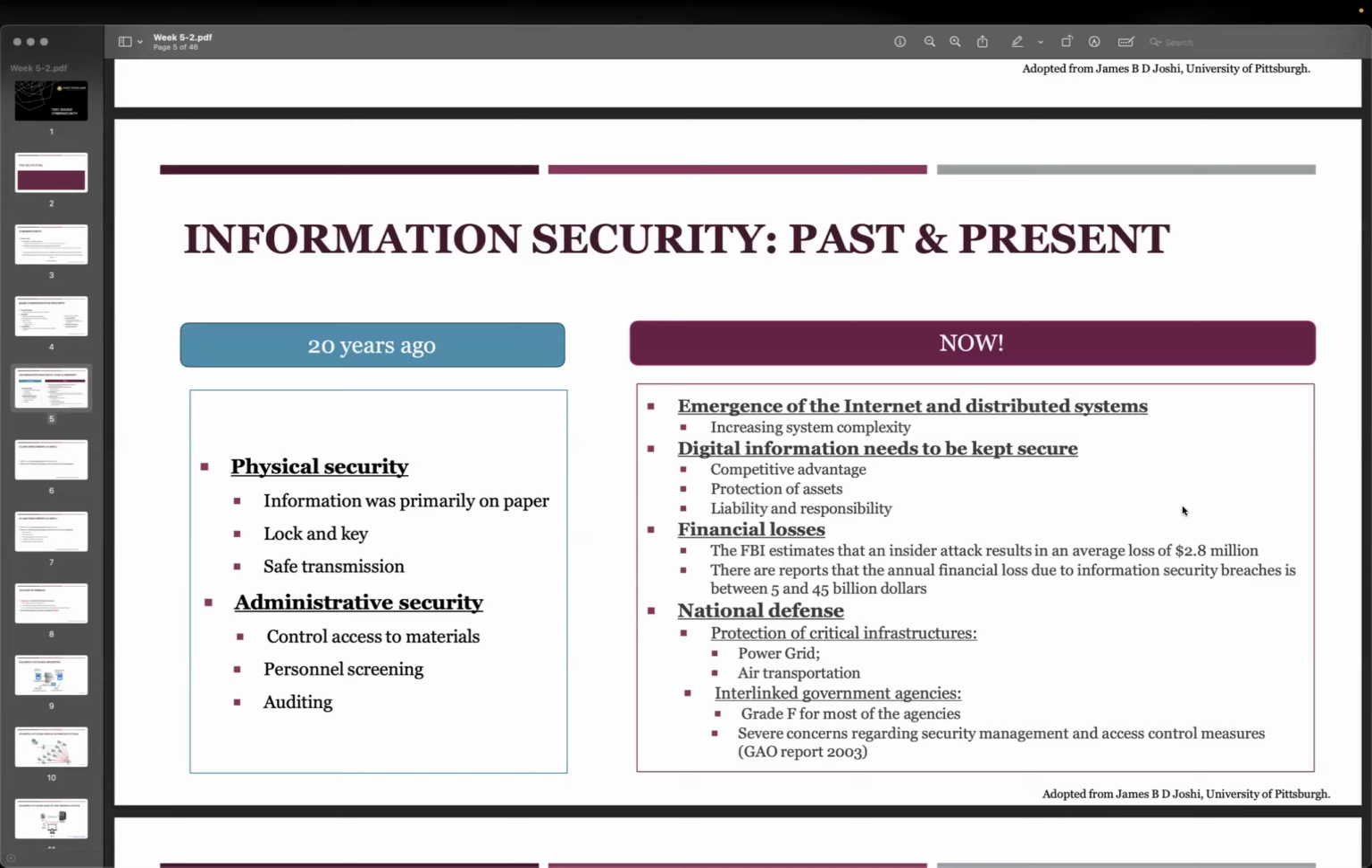So far you see some insider attacks resulting in a loss of 2.8 million. They are a lot. Some reports also tell about financial loss related to information security between 5 and 45 billion. That is a lot. For our national defense, they're actually pretty open about this one.